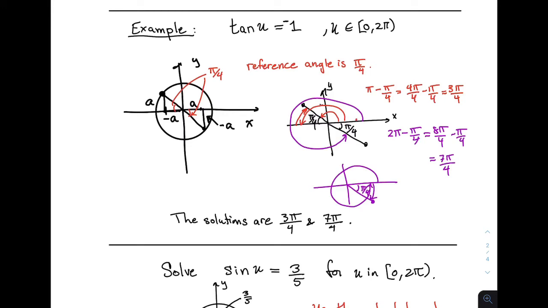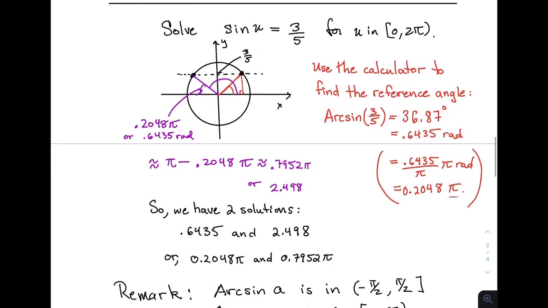And like the other example, there are actually an infinite number of solutions if we remove this restriction. But with this restriction, we're only allowed to go around once looking for terminal sides. So this is it. Okay, next let's solve this. This is something that will not lead us to a special triangle, but the process is similar.